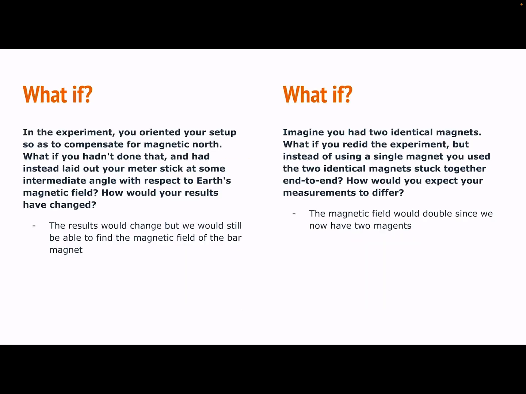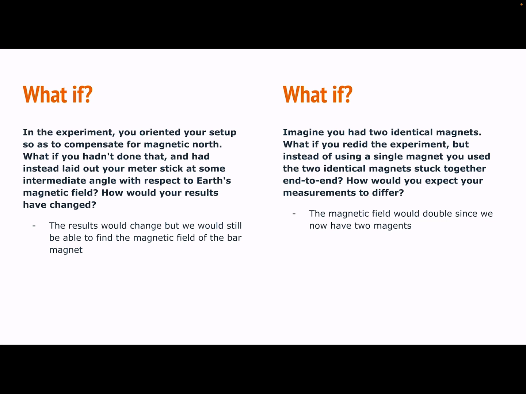So what if in the experiment you oriented the setup so that, for the first what if question, what if you hadn't done the whole orientation thing that we did in the experiment, and had instead laid out your meter stick at some intermediate angle with respect to Earth's magnetic field? How would your results change? So yeah, the numbers would change, but you would still be able to find the magnetic field of the bar magnet. That should be the same.